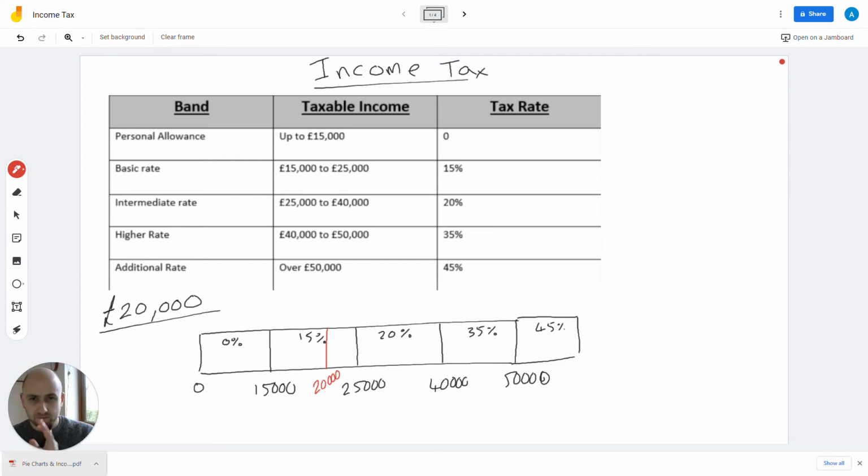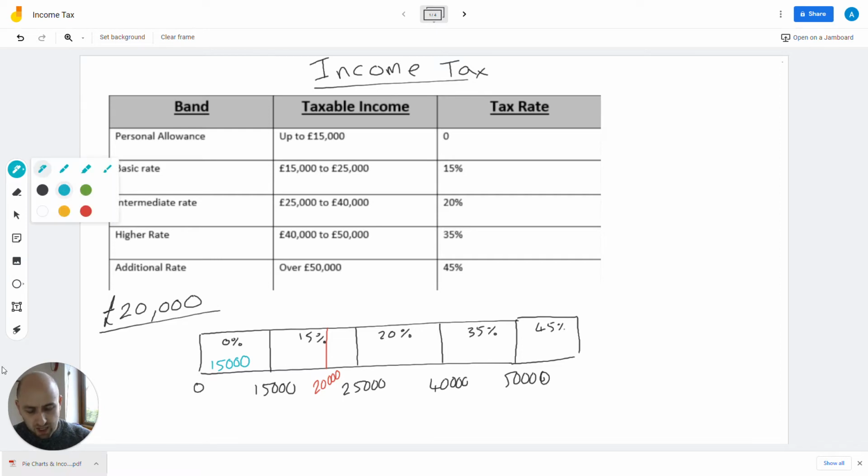Right then. Now, what I'm going to do is break up that 20,000 into different sections. And what I mean by that is if we look at this first section here, I need to put 15,000 of his money in that personal allowance. He gets 15,000 free. So I'm going to put 15,000 in here.